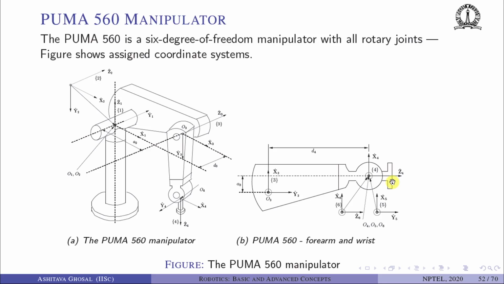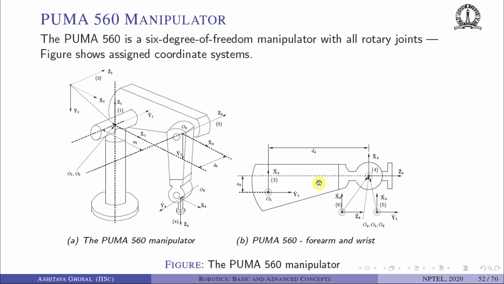Let's go back to what is x3. x3 is the common perpendicular between z3, which is here, and z4, which is here. It is not very clear how z3 and z4 are related. We have to look at this figure, the right hand side. In this case, z3 is going into the page and z4 is like this. So the common perpendicular is from this direction. This is x3.